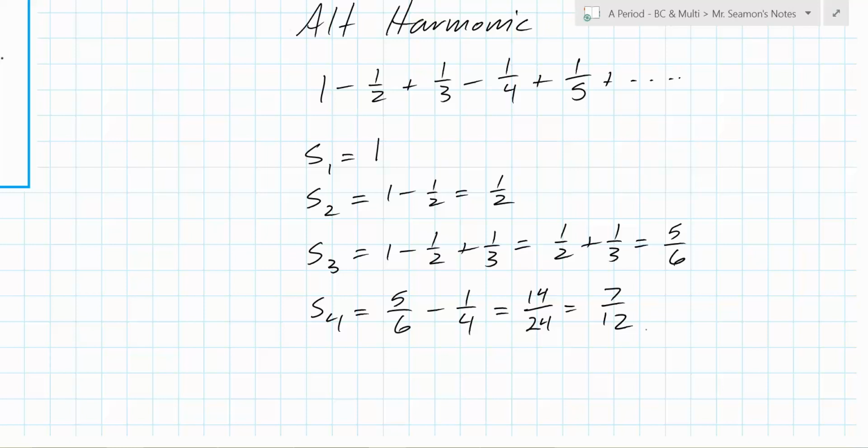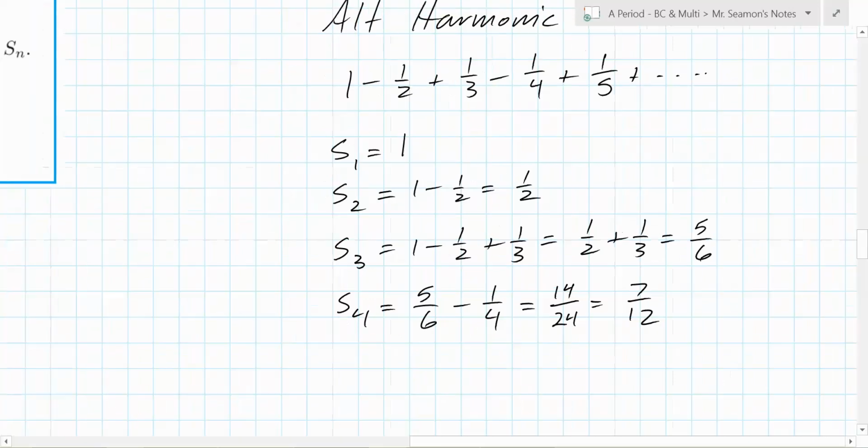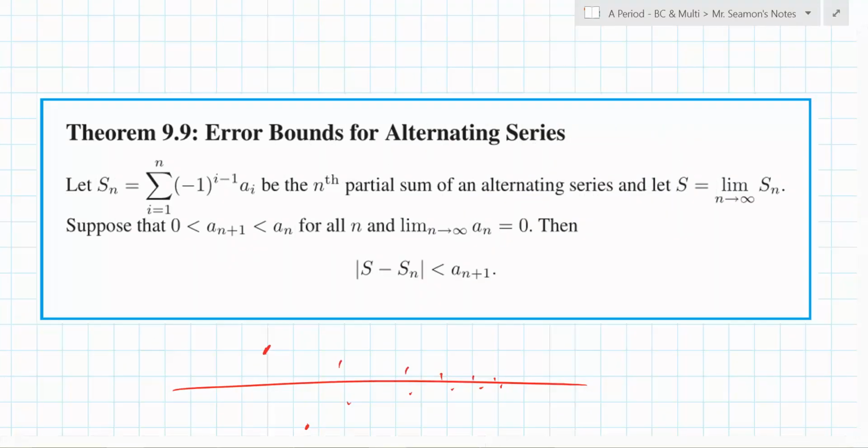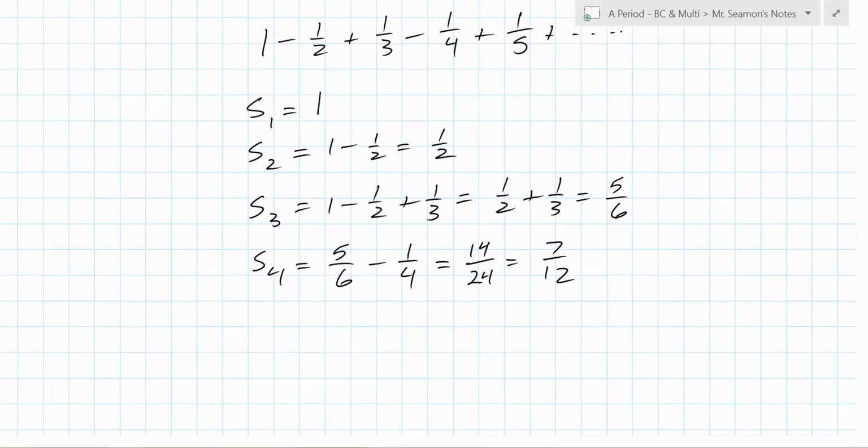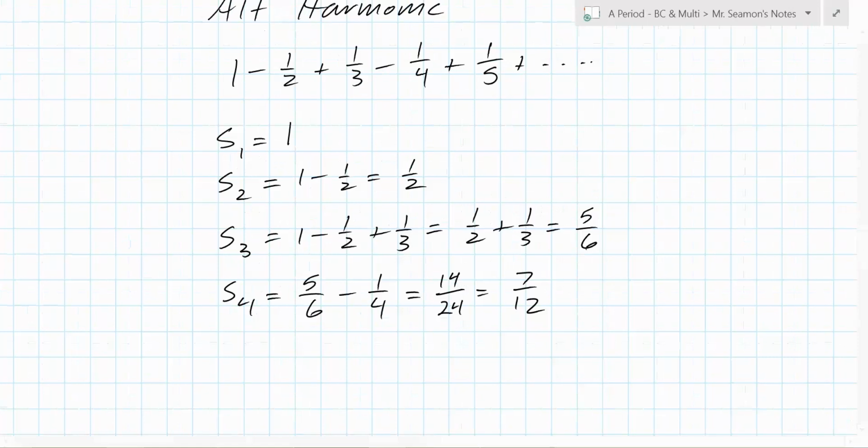Could I do the 5th one and the 6th one? What this tells us over here is, with alternating series, how close are we to the actual sum? And this is what it all comes down to. Whatever the 5th term is. What is the 5th term?